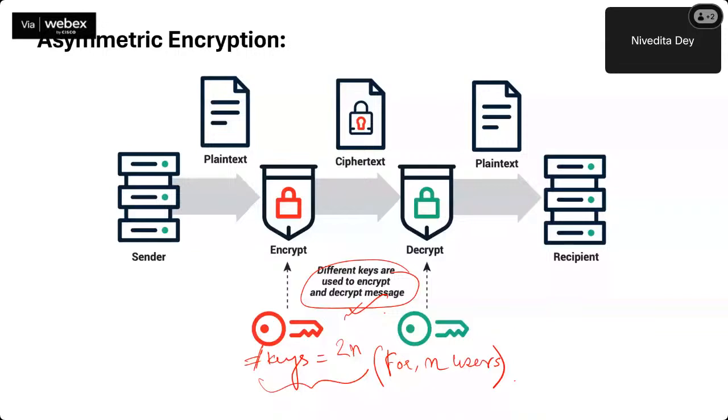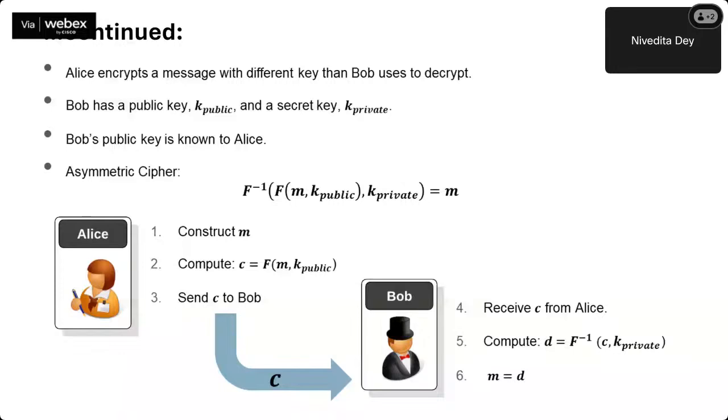So M is your plain text. This is your encryption algorithm. This is the receiver's public key. C is your ciphertext.